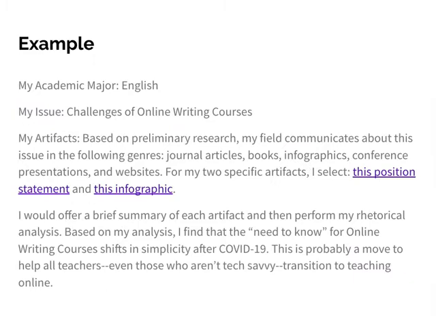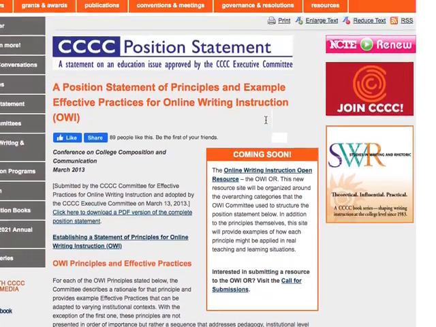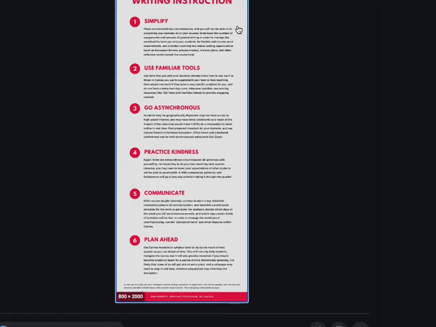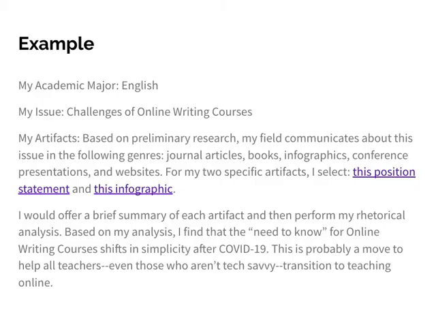Here's an example of how this assignment functions. In Project 1, I selected the challenges of online writing courses as my issue. Based on preliminary research, my field communicates about this issue in journal articles, books, infographics, conference presentations, and websites. So for my two specific artifacts, I would select this position statement and this infographic. In my essay, I would offer a brief summary of each artifact and then perform my rhetorical analysis. Based on my analysis, I would find that the need to know for online writing courses shifts in simplicity after COVID-19. This is probably a move to help all teachers, even those who aren't especially tech savvy, transition to teaching online.